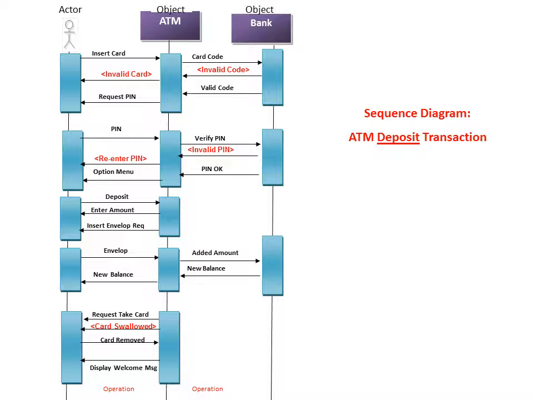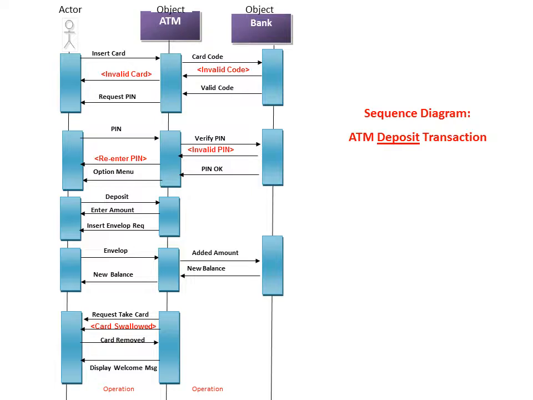And as you can see, down to the pin, imagine we assume the code for the card is correct. Then the ATM requests the pin. The user or the actor inserts the pin. The pin is verified by the bank, and if the pin is invalid, we need to notify the user. If the pin is okay, then we give the user the option menu. The user selects deposit. Then the ATM requests to enter the amount and insert an envelope. Then the customer sends the envelope to the ATM. Then the ATM calls the bank object to add the amount. Then we change the balance and give it to the actor.